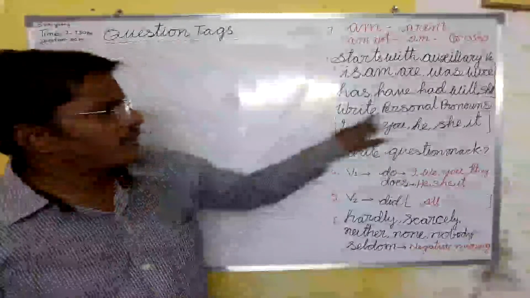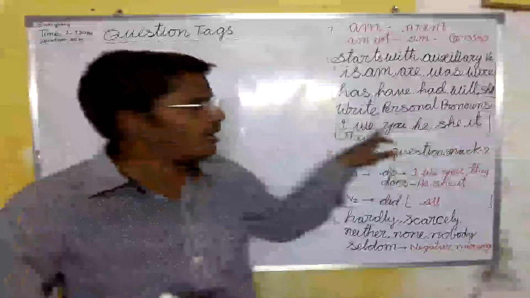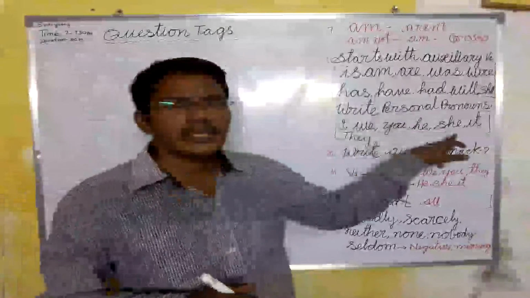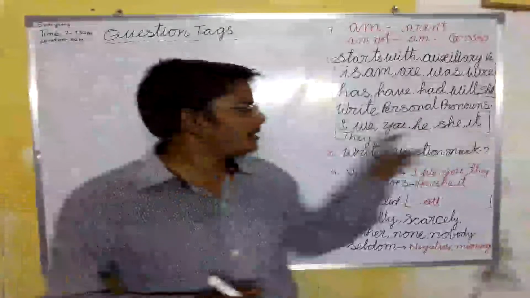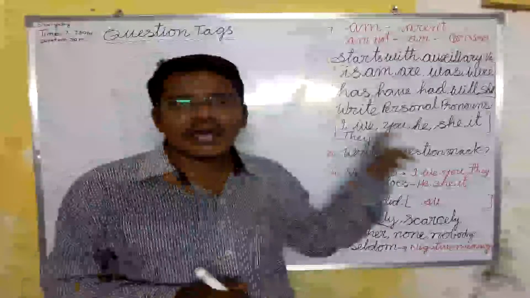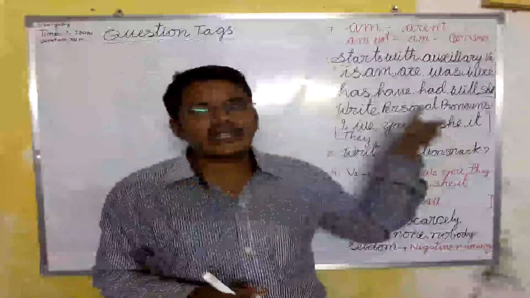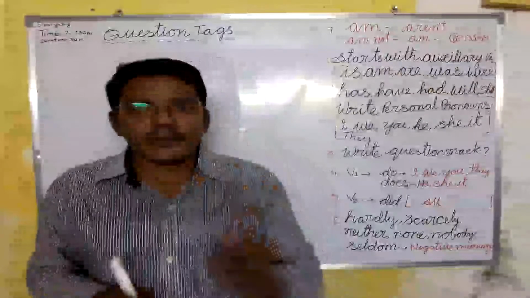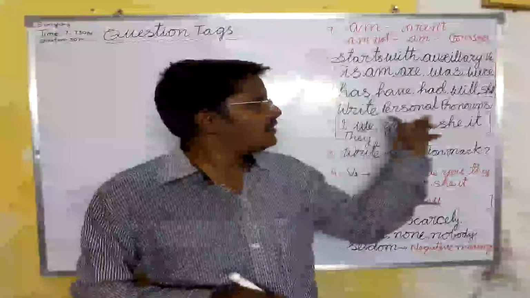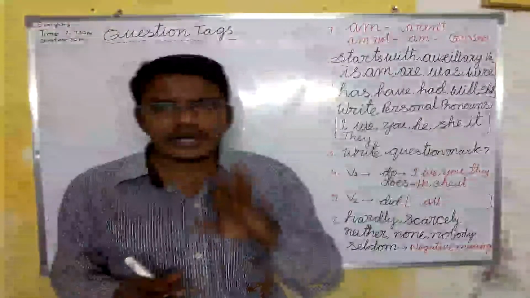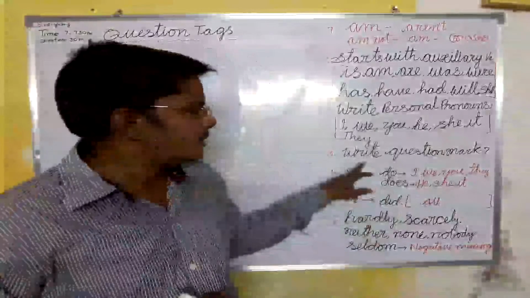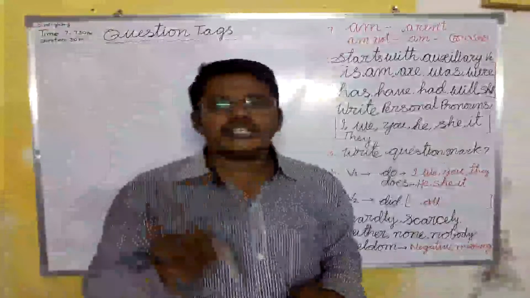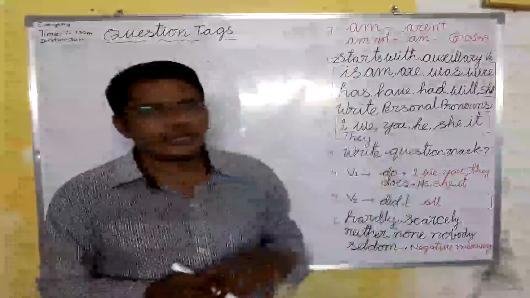Second point you could see here. Write personal pronouns. అంటే I, we, you, he, she, it, they. We have to write these after the auxiliary verbs. Auxiliary verbs తర్వాత మనము వీటిని రాయాలి. Second point. Are you able to follow? Next, third point. Write question mark. Question tag పెట్టండి, question mark పెట్టాలి. That is the third point.